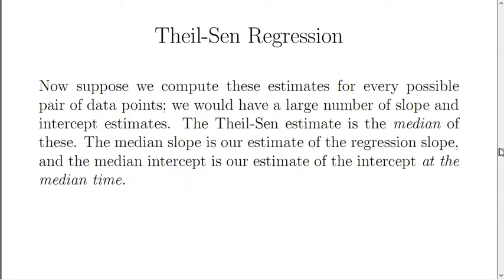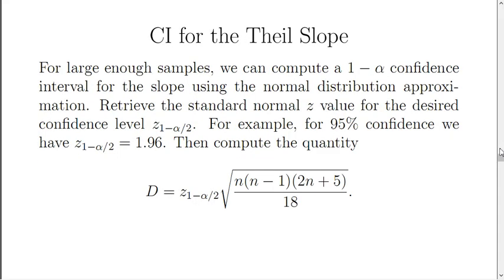That's fine. The final thing we're going to do is compute these estimates for every possible pair of data points, which gives us a very large number of them. The Thiel-Sen estimate is the median of these, not the mean, but the median. The median slope is our estimate of the regression slope. The median intercept is our estimate of the intercept at the median time.